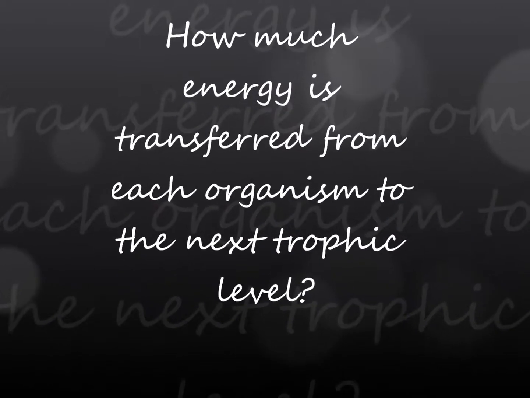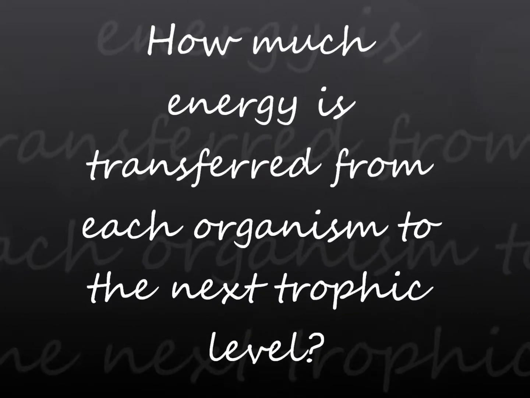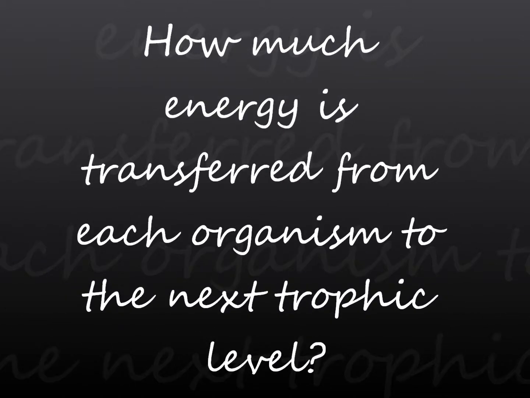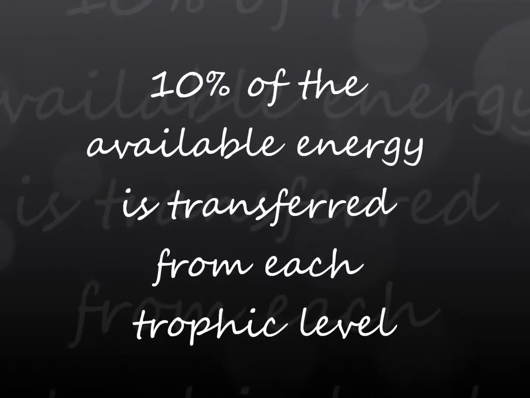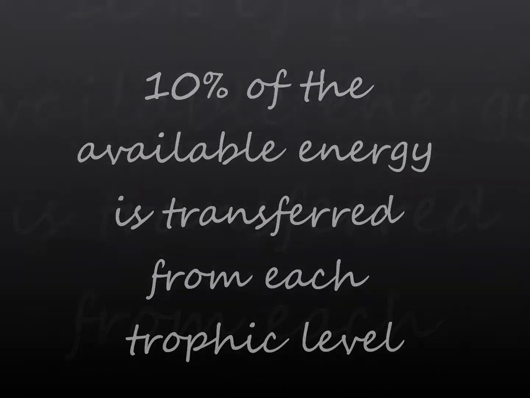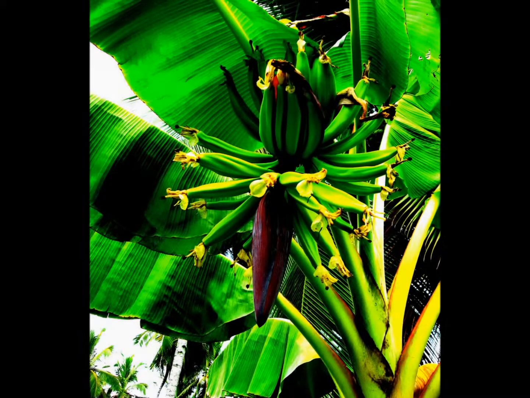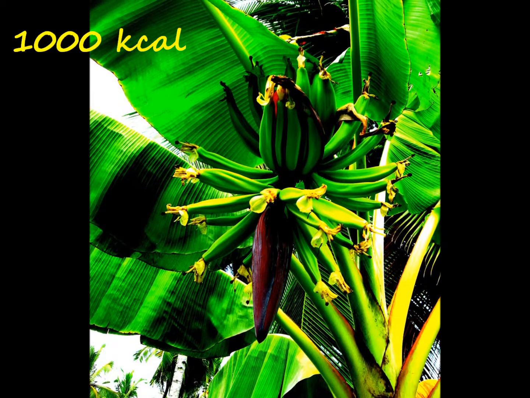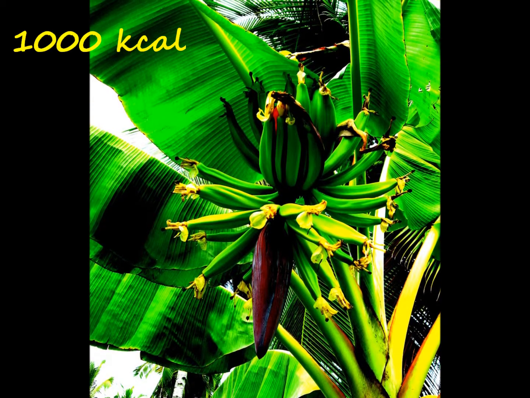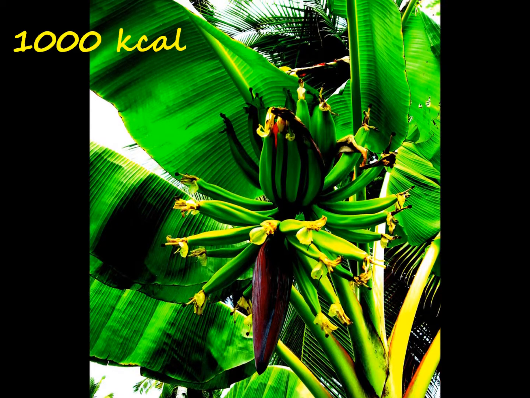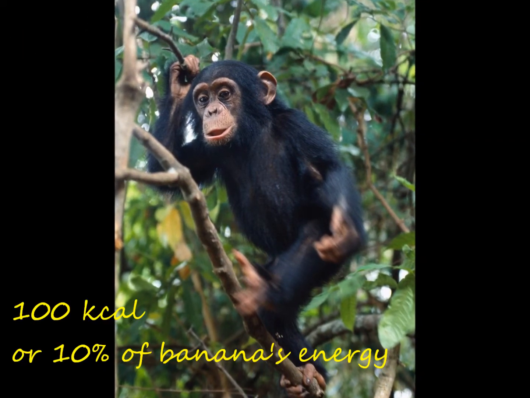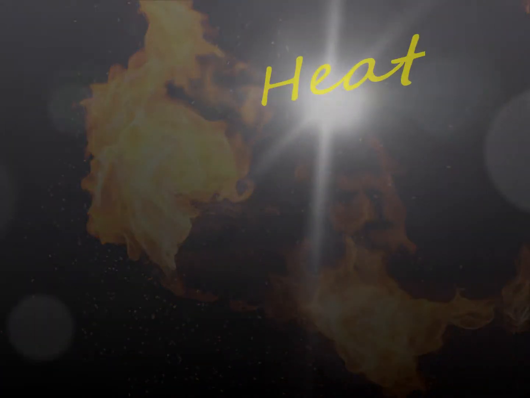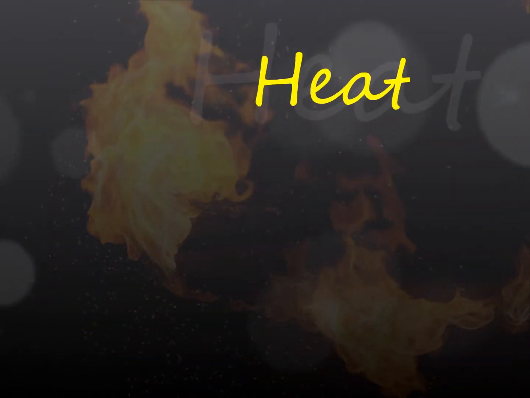But as energy flows through the food web, how much is actually carried from the coconut or the banana tree to the python and the jaguar at the top? Only 10% of the energy available on the trophic level below is transferred when that organism eats the other organism on the food chain. If the banana tree got 1,000 kilocalories, then the chimpanzee would only receive 100 kilocalories or 10% of the banana's energy. The rest is released into the atmosphere as heat.